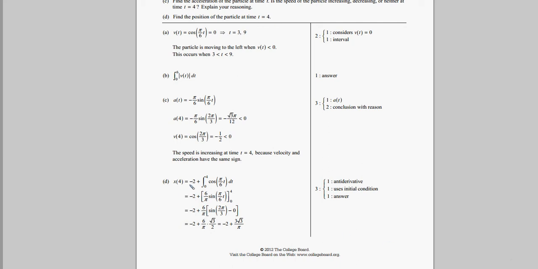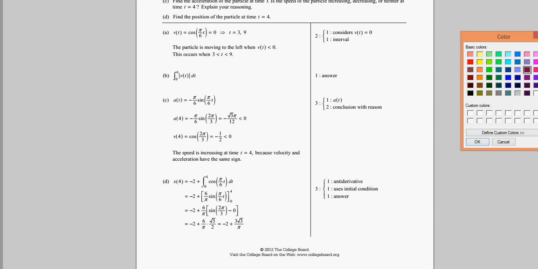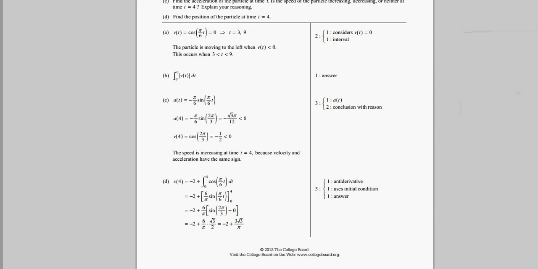And lastly, part D, it said find the position of the particle at t equals 4. If you remember from the beginning of the problem, they gave us our velocity graph, and they also told us that x was equal to negative 2 when t was equal to 0.